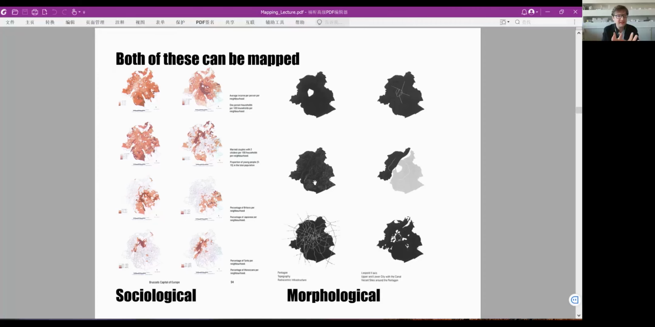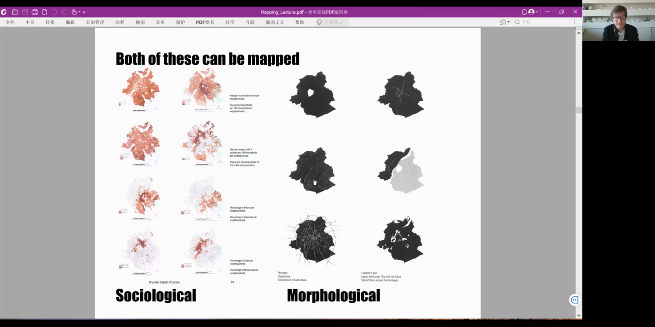And both of these can be mapped, the sociological part as well as the morphological part. On the left hand, for instance, you see a map of the different income of people. So where do different groups live and why do they live there? What's the reason about that? That's one specific thing, but it's important to understand a city.